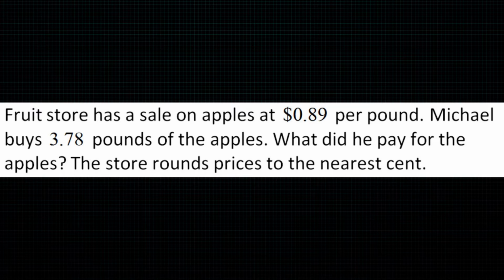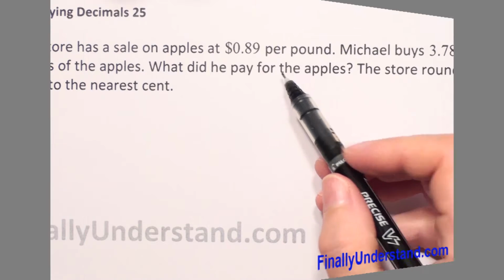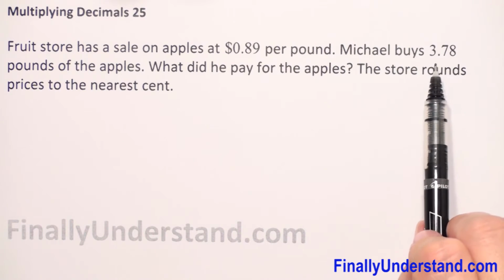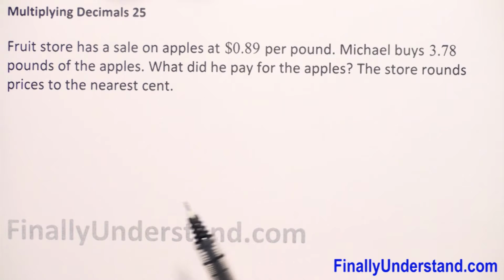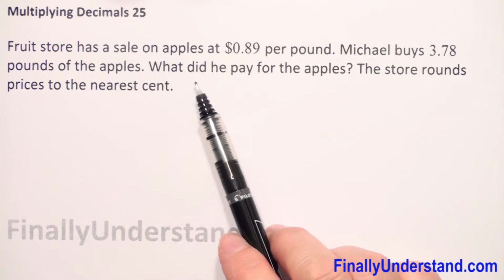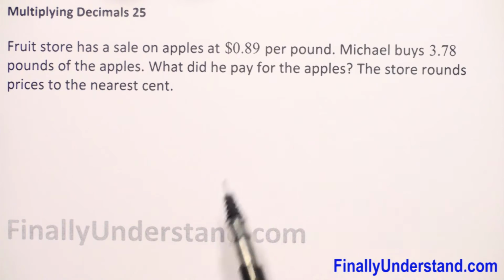A fruit store has a sale on apples at 0.89 cents per pound. Michael buys 3.78 pounds of apples. What did he pay for the apples? The store rounds prices to the nearest cent. So first we have to calculate how much he pays for the apples.